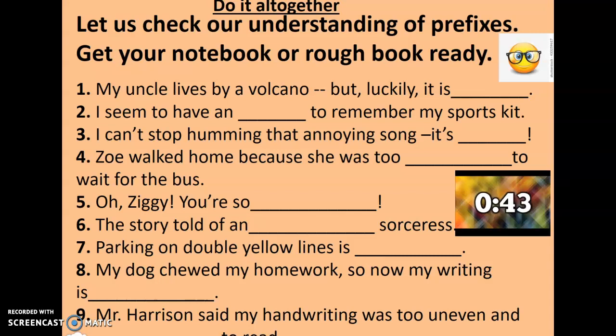Number six, the story told of an immortal sorceress. Immortal. Number seven, parking on double yellow lines is illegal. Illegal. Number eight, my dog chewed my homework, so now my writing is illegible. Illegible. And number nine, Mr. Harrison said my handwriting was too uneven and irregular to read. Irregular.